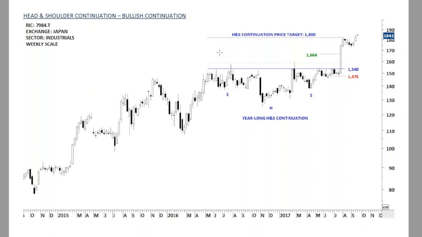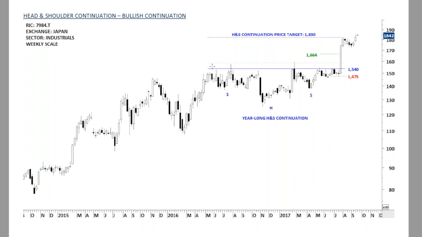Head and shoulder continuation, a widely discussed chart pattern. We see it a lot in equities. I have several examples on the website and on Twitter postings. Here, this was a Japanese company that completed a perfect year-long head and shoulder continuation.